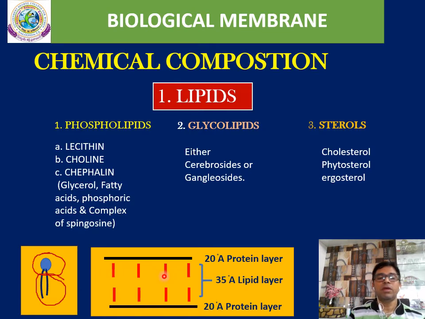Here you can see in this picture very clearly the red lines. This is one row of red lines and this is another row of red lines. These are the phospholipid molecules. Phospholipid molecules are arranged in two rows in the middle of the plasma membrane and form a bilipid layer which is about 35 angstroms in thickness.